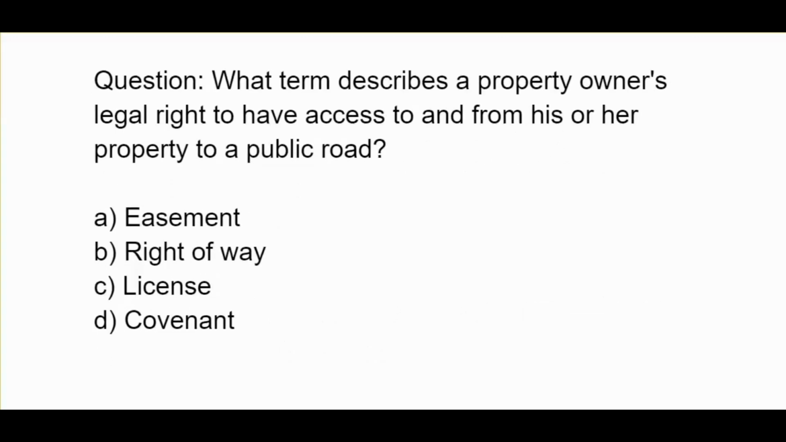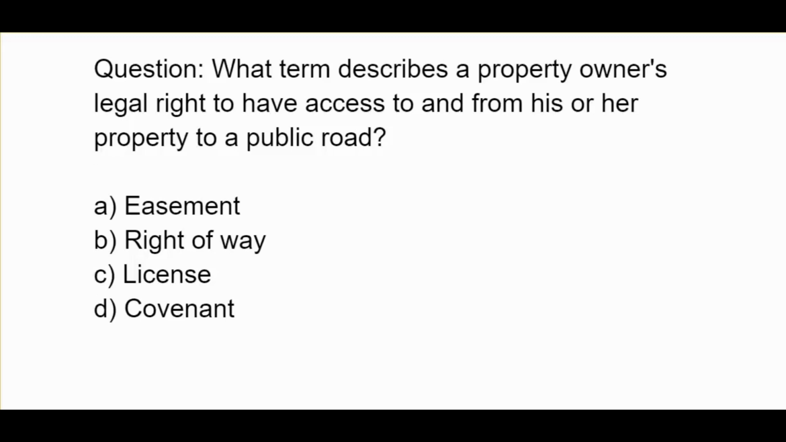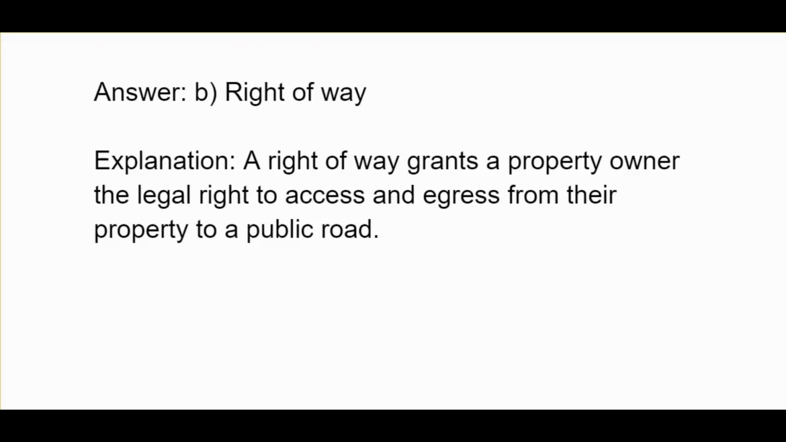What term describes a property owner's legal right to have access to and from his or her property to a public road? A. Easement. B. Right-of-way. C. License. D. Covenant. B. Right-of-way. A right-of-way grants a property owner the legal right to access and egress from their property to a public road.